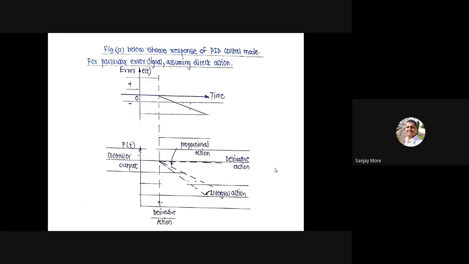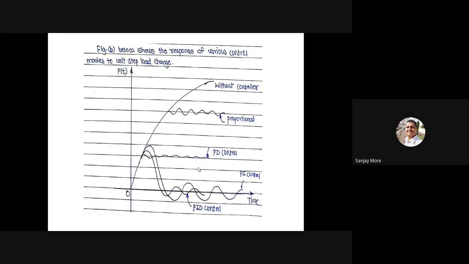Here the two graphs show the response of the PID control mode for the particular signal error with this direct action. Here error versus time. This inclined line shows the PID control action will be decreasing with respect to time, and control output here: proportional action, derivative action and integral action. So in that, derivative action will be in a straight horizontal or vertical line, and proportional and integral action will be in inclined motion. Okay. Then draw this last graph.